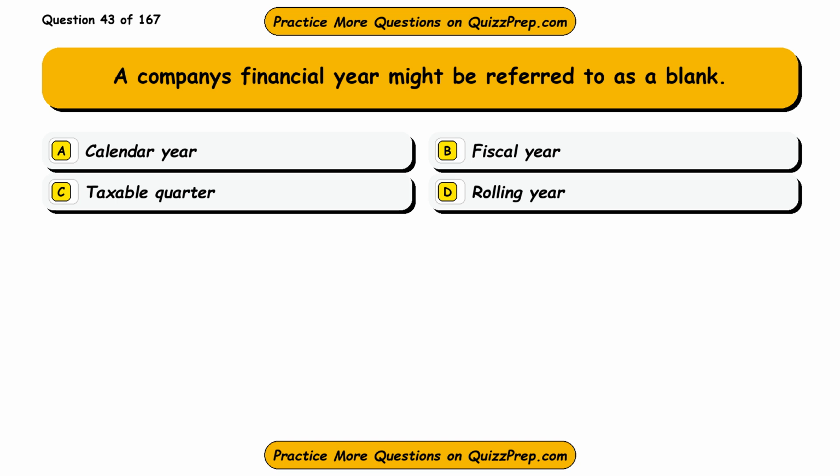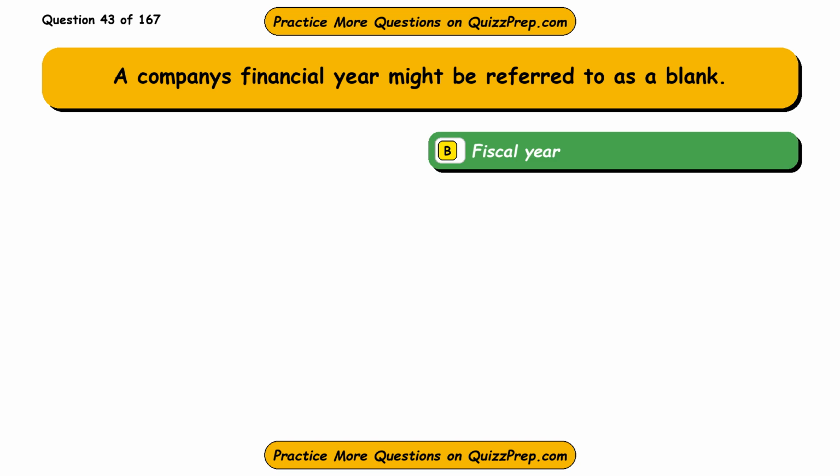Question 43. A company's financial year might be referred to as a blank. Option A, calendar year. Option B, fiscal year. Option C, taxable quarter. Option D, rolling year. The correct answer is option B, fiscal year.